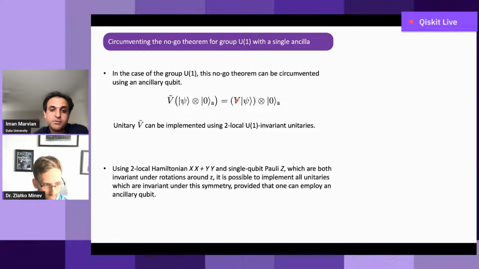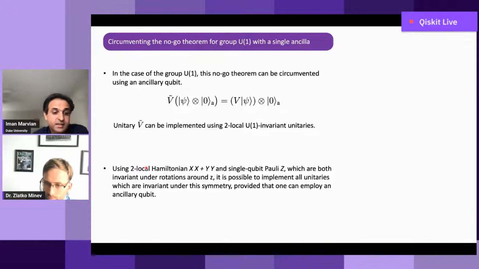So for any unitary V on n qubits, there's a unitary V tilde acting on n plus one qubits such that when it acts on your system and an ancilla, which is initially prepared either in 0 or 1, it realizes unitary V on the system for arbitrary state psi. So the ancilla should be either in say 0 or 1, and you need to know which one actually.